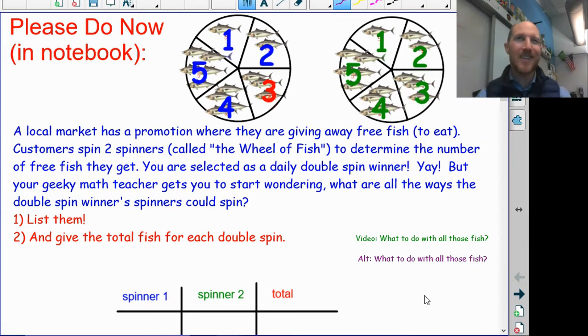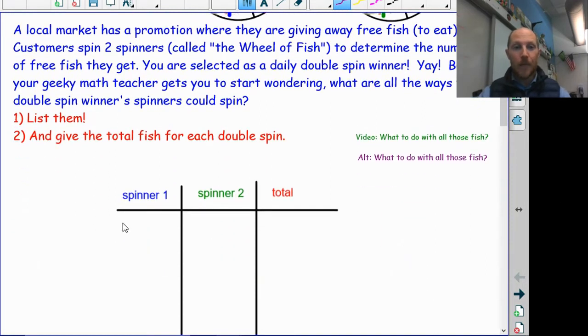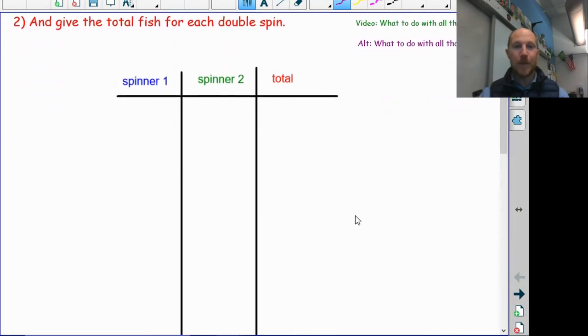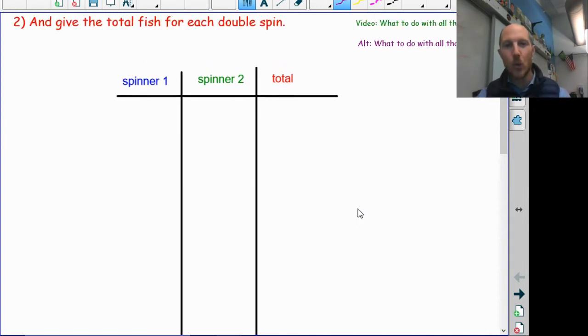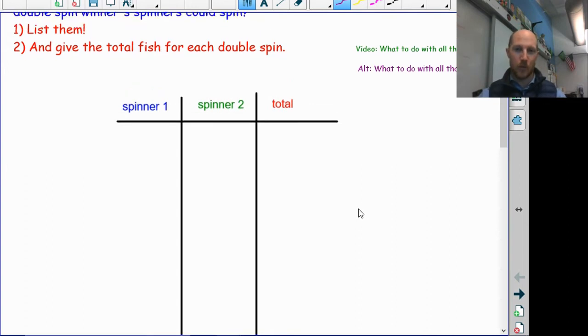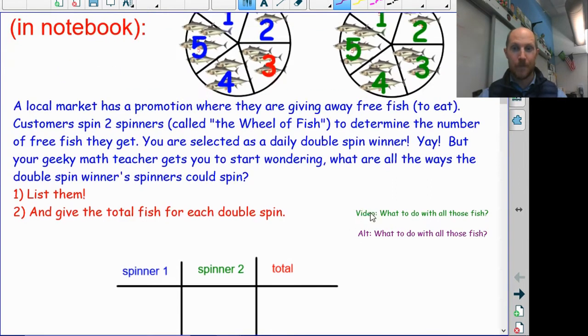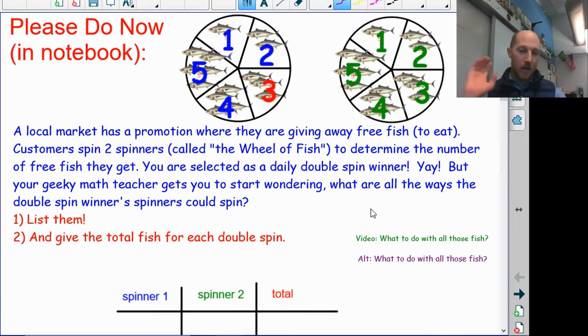And you have been selected as the daily double spin winner. Woo! But you do have a geeky math teacher, and let's just say that your geeky math teacher planted this idea in your mind and you just can't get rid of it. And now you start wondering, what are all the ways that a double spin winner could spin the spinners? List them. Big list. Also, in addition to just the combinations of spins, give me the total number of fish. And it'll take you a minute or two. Go ahead and hit pause until you have your list completed.